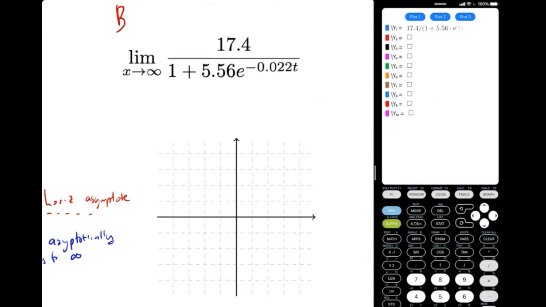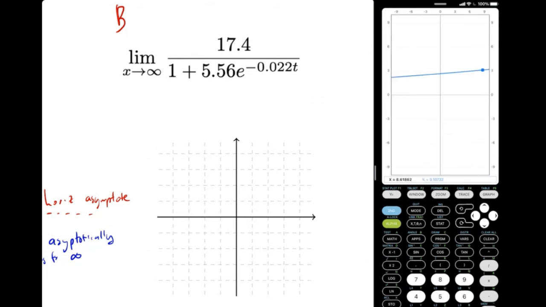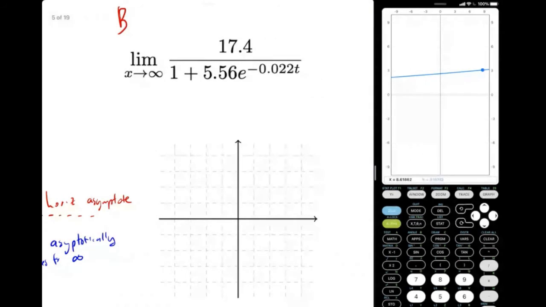Then I'll go minus 0.022, and then x. Let's start with the standard window on this one also. And there's some instruction on this one that I want to specifically engage with you. So I got zoom 6, and this is the view that I get. And my function looks like that. And the question is, what's happening to it? Is it going to infinity? What's going to happen? Is it going to stay linear like that forever?